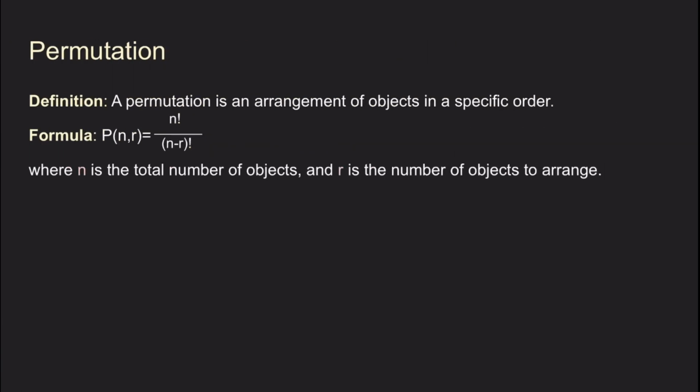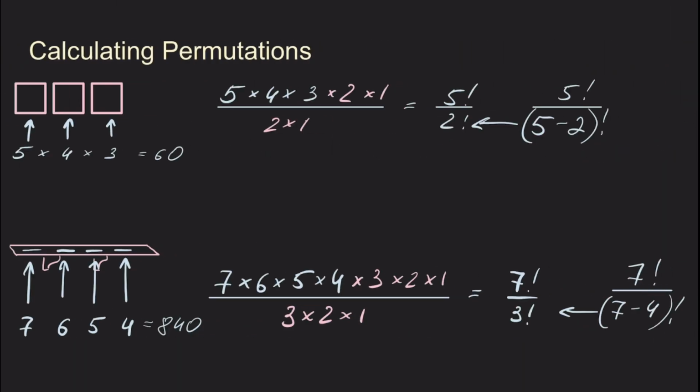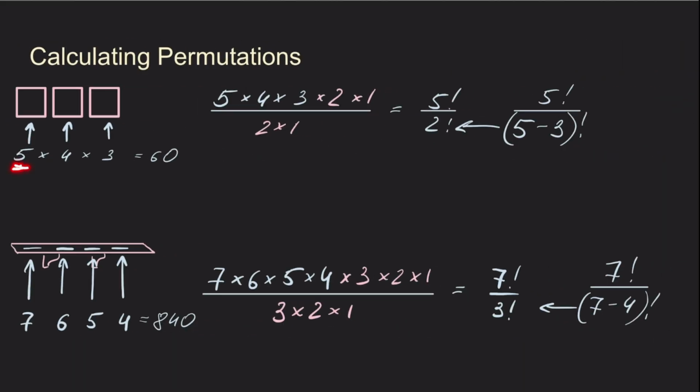Now let's move on to permutations. A permutation is an arrangement of objects in a specific order. This concept is important when the order of items matters. For example, as before, we now have 5 balls of different colors, but we still have only 3 places. We want to find how many permutations are possible.